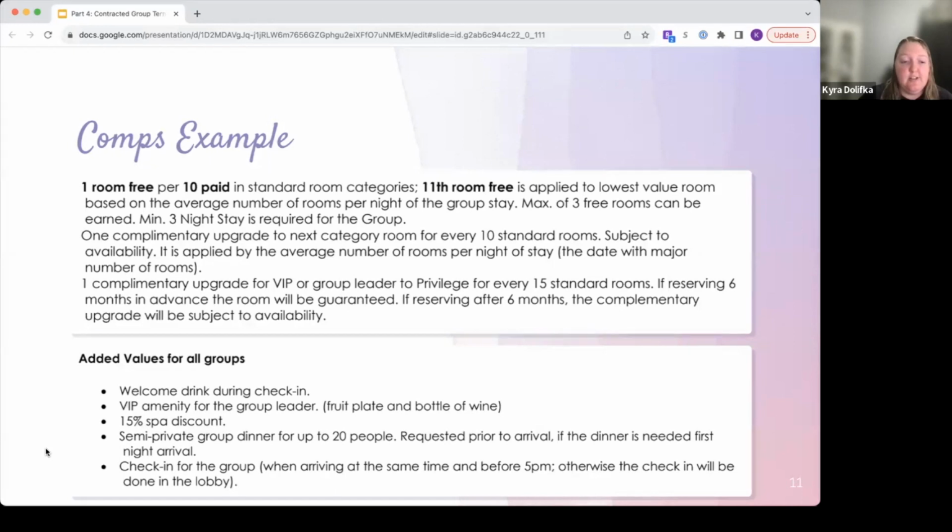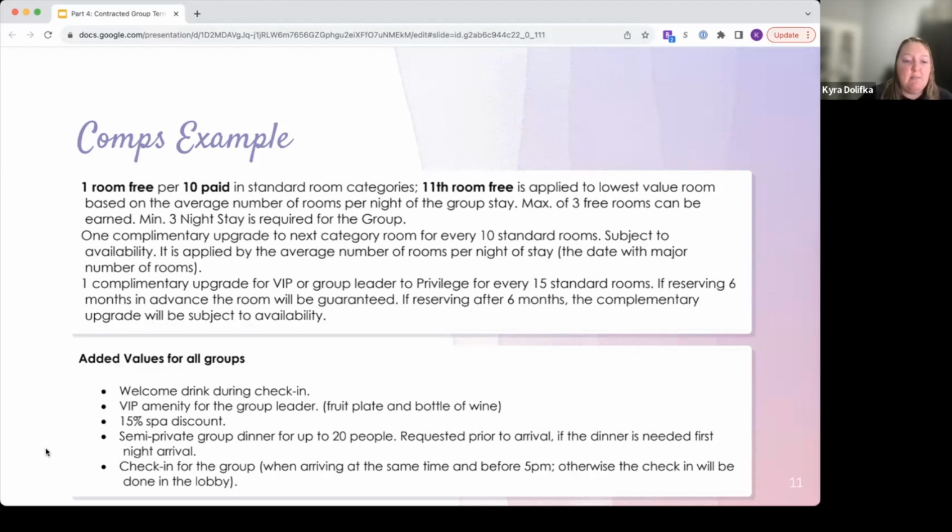These are some things that are available to everyone. A welcome drink during check-in. Okay, the group leader is going to get a VIP amenity, which is a fruit plate and a bottle of wine. That's nice for the group leader. 15% spa discount for everyone booked into the group. Okay, anybody who wants to go to the spa is going to get this discount. That's a great bonus for them.